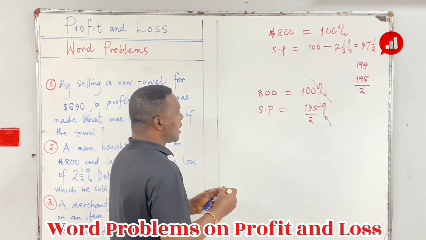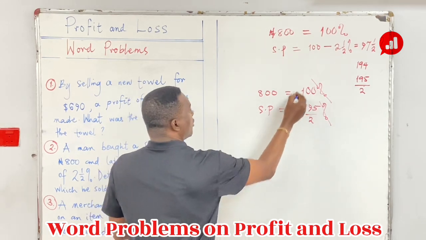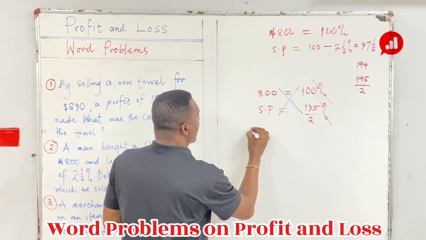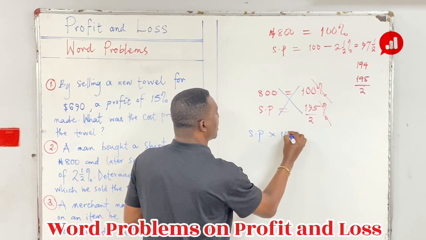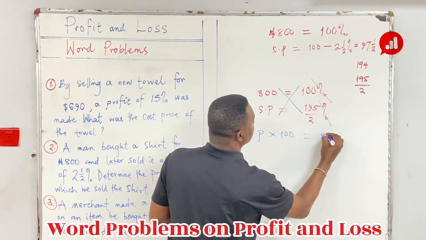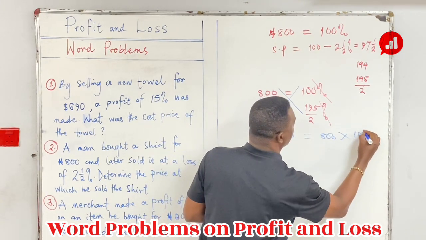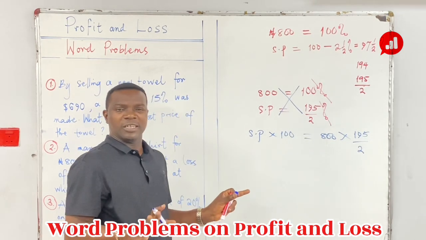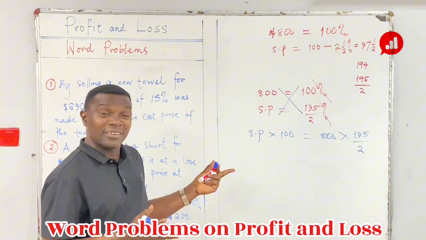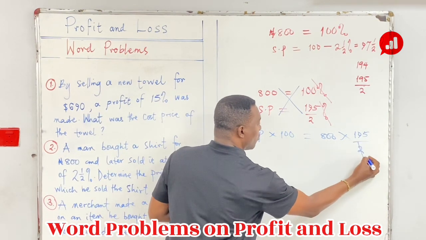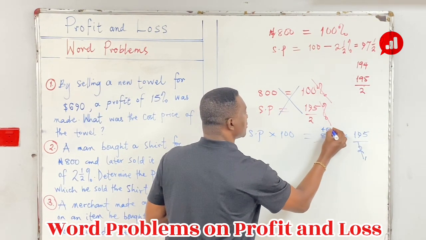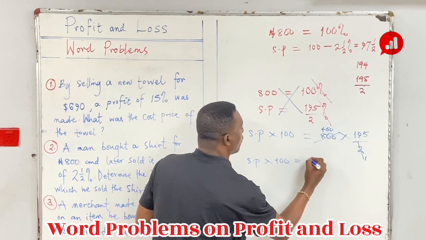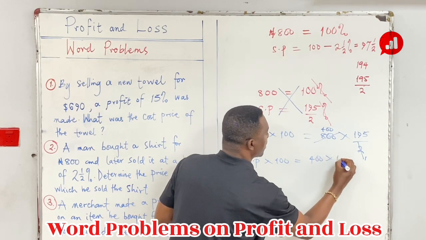Now we can use our cross multiplication. When you cross multiply, this times this: SP times 100 will be equal to 800 times 195 all over 2. Does it make some sense? Look at this fraction, you don't need to be afraid. Treat the fraction the way it is. So 2 here, 1; 2 here, 400. So we have SP times 100 is equal to 400 times 195.